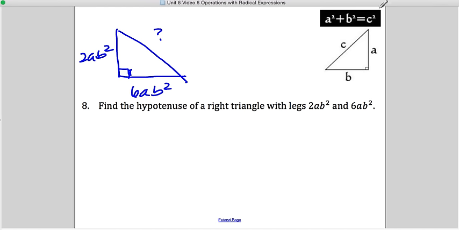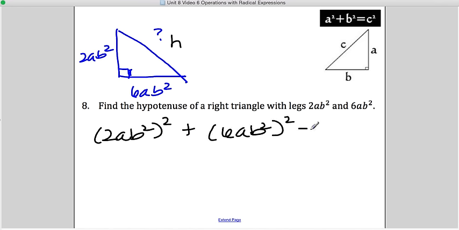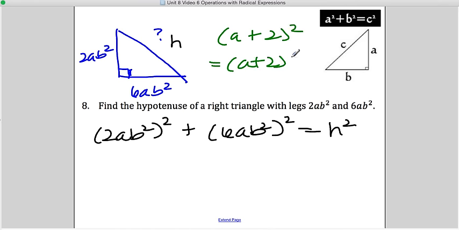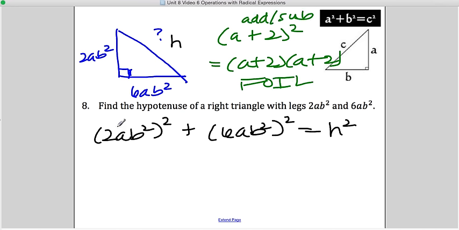So I need to find the hypotenuse, so I'm actually going to use the Pythagorean theorem. I'm going to call this h for hypotenuse. So we would have 2ab squared, all of that squared, plus 6ab squared, all of that squared, is equal to our hypotenuse squared. When you square it, notice there is no addition inside. Maybe something to take note: if I had addition, you'd have to write it twice and then FOIL. With addition or subtraction, you'd have to FOIL. If you are multiplying or dividing, you can just square each part.